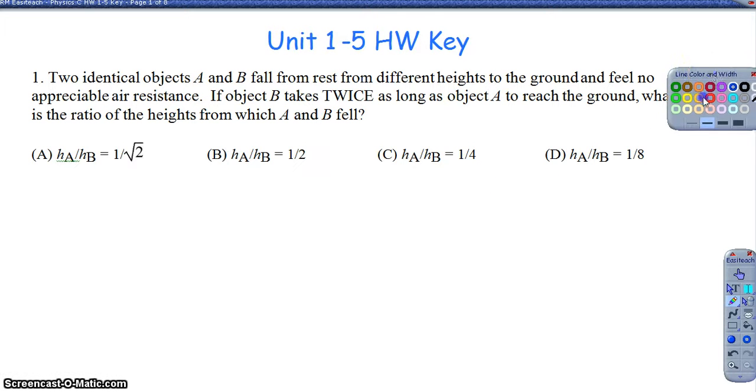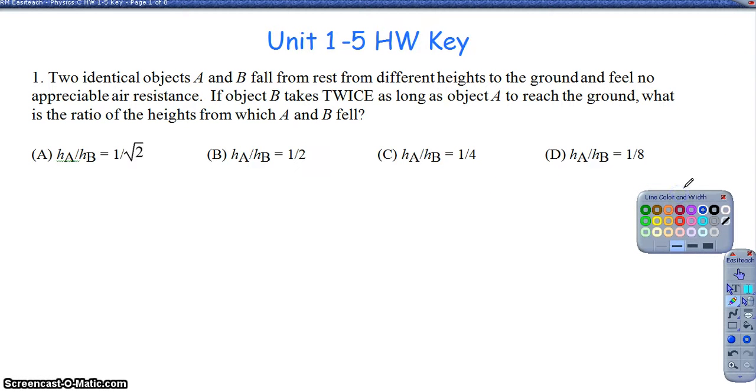Alright, so here is the first part of homework 1-5. Hopefully we'll get through the first half or so. Two identical objects A and B fall from different heights to the ground, feeling no appreciable air resistance. Object B takes twice as long as object A. Then they ask us to find the ratio between A and B.